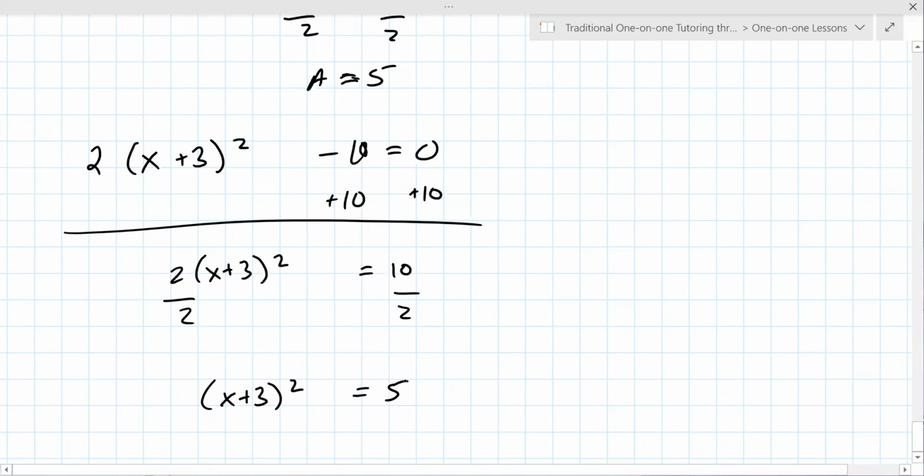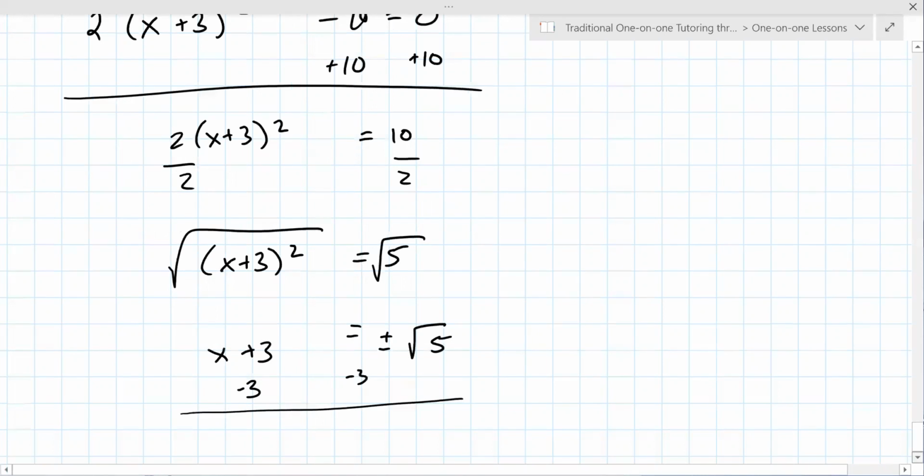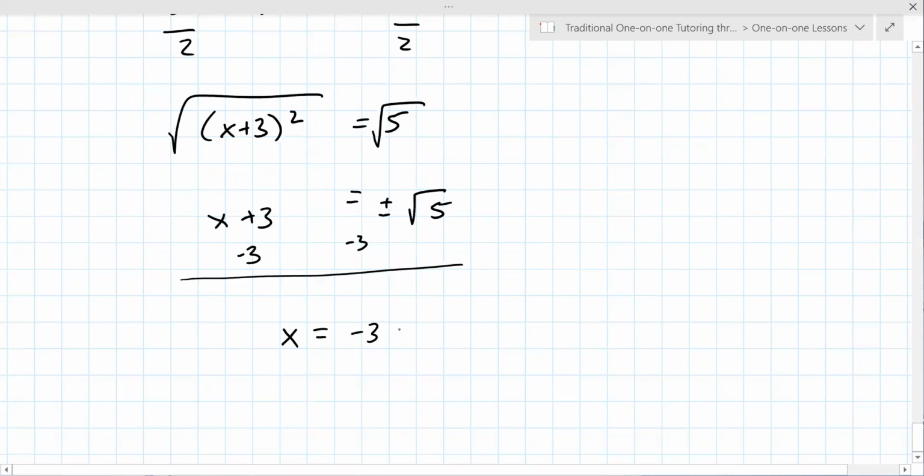x plus 3 squared equals 5. And then you have to square root both sides, making it x plus 3 equals plus or minus square root of 5. Now this is where it's really important, when you subtract 3 as you move it over, notice you've got to put it in front. It's minus 3 plus or minus the square root of 5. So put it in front.